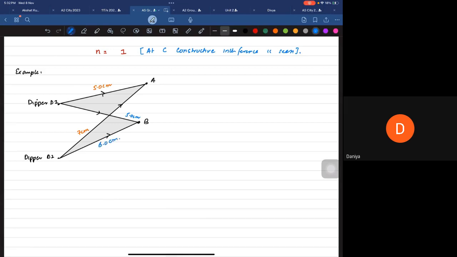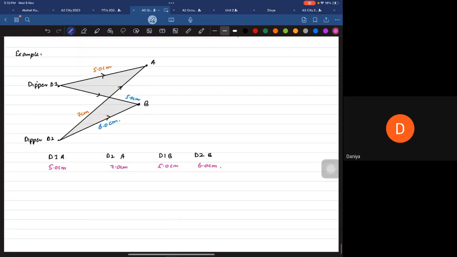Now in the first one, they've said D1 to A, D2 to A, D1 to B, and D2 to B. They've given distances. Do not get confused. This is 5, this is 7, this is 5, this is 6. Now, they say the wavelength of the water wave is 2 centimeter.